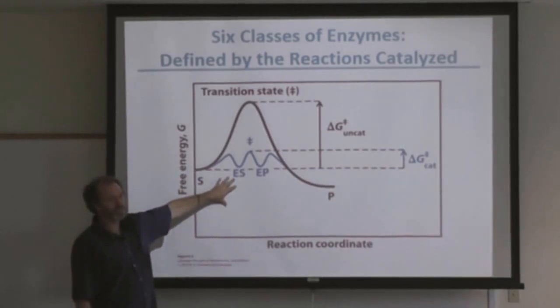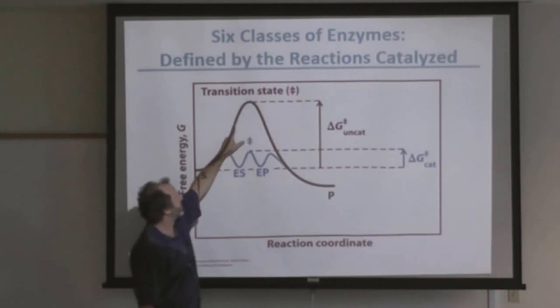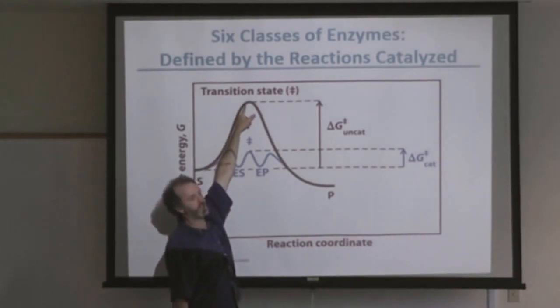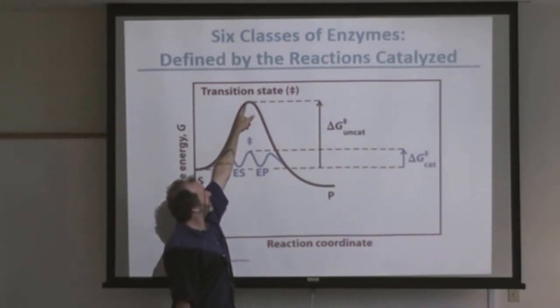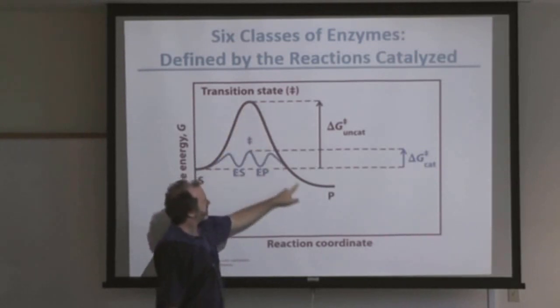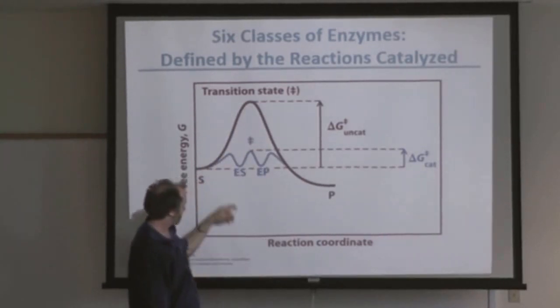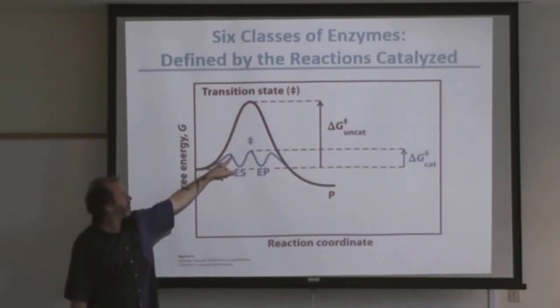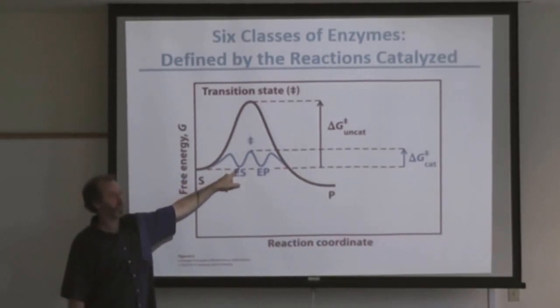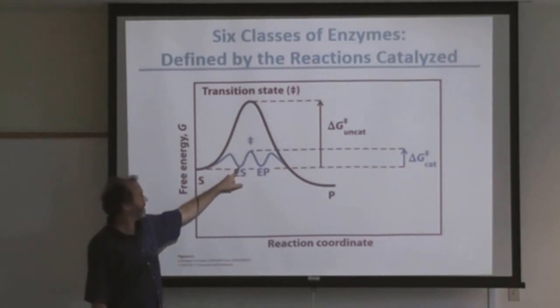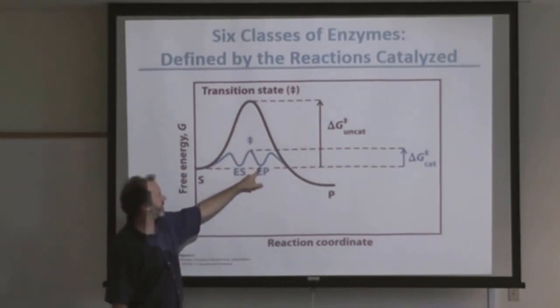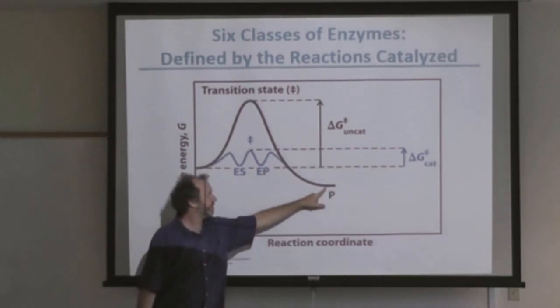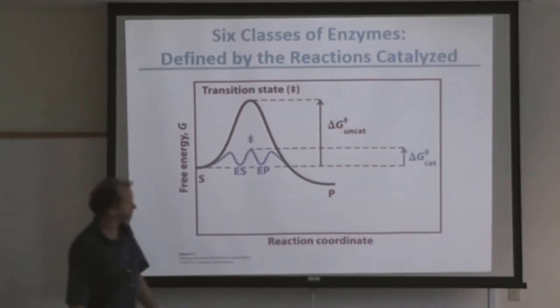There are six classes of enzymes, defined by the reactions that are catalyzed, and this is the overall reaction coordinate that we see with enzymes. For an uncatalyzed reaction, we have the transition state, the energy of activation we have to overcome to get down to the products. In an enzyme catalyzed reaction, there's a binding event where you form an enzyme-substrate complex, which goes on to produce an enzyme-product complex, and then release of the product gives you free enzyme and free product.